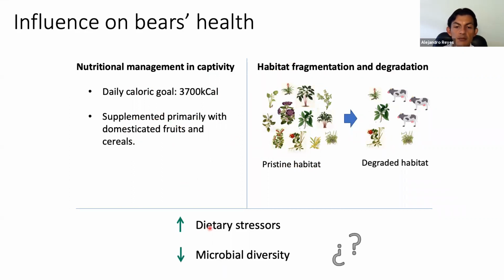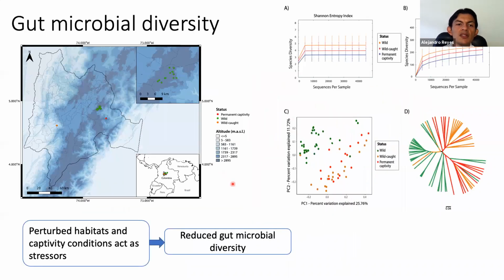That necessarily means higher dietary stressors, which could also lead to reduced microbial diversity. And that was our main question. We wanted to see what was happening both in captivity and in animals in the wild. So we went to different parts of the Andes, in particular close to Bogotá in Cundinamarca, and we sampled different animals in the wild and at 2 different sites of conservation.